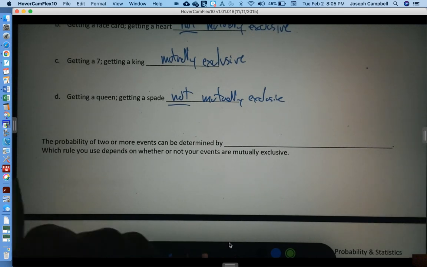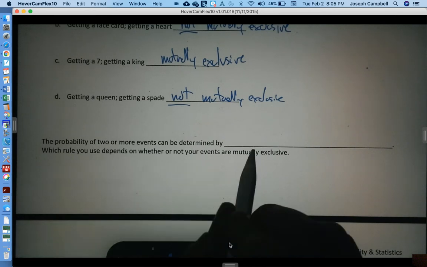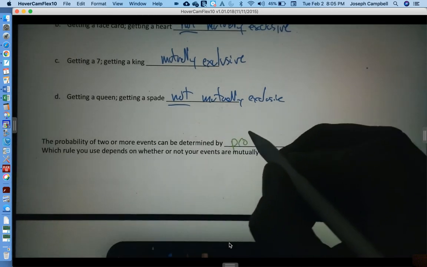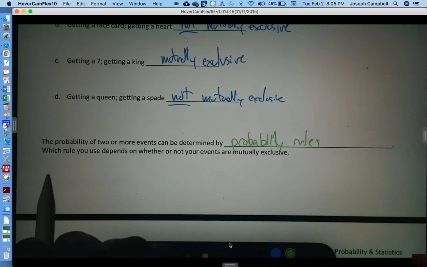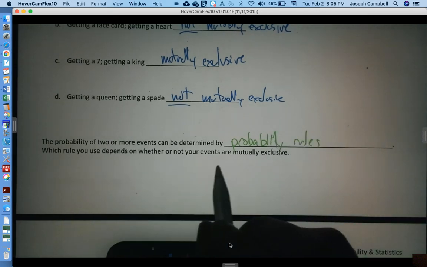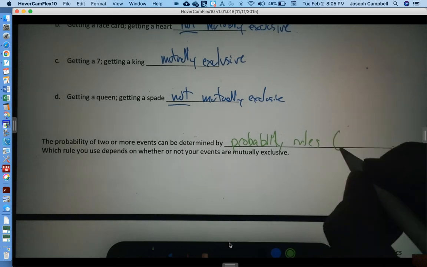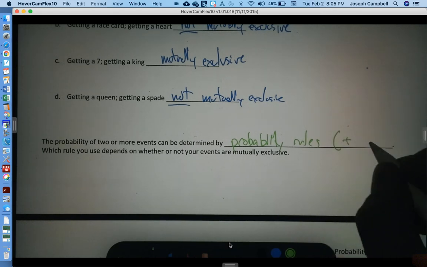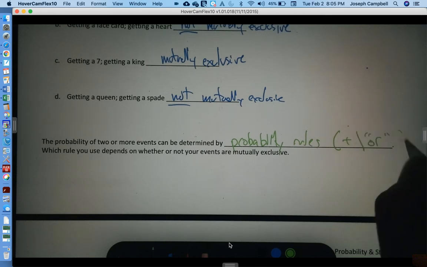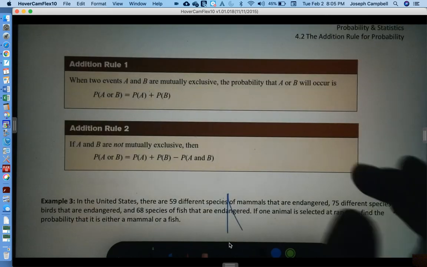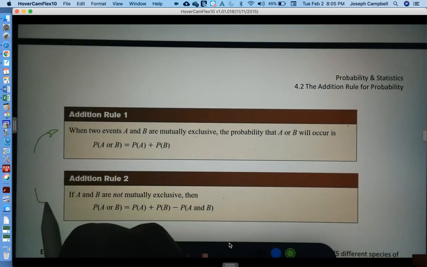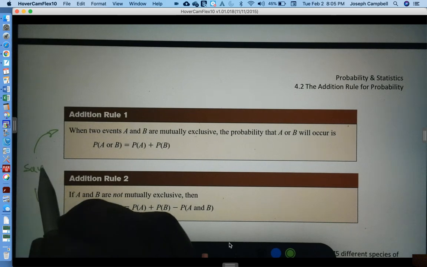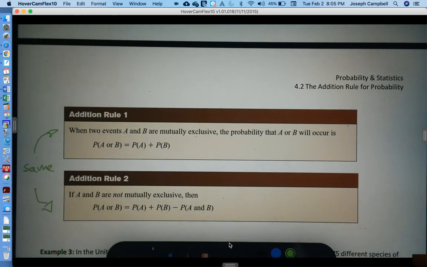Okay. So the probability of two or more events can be determined by probability rules. Which rule you use depends on whether or not events are mutually exclusive. Specifically, we're talking about the addition rules, sometimes referred to as OR rules. So these are kind of the same. Actually, they're not kind of. They are the same.